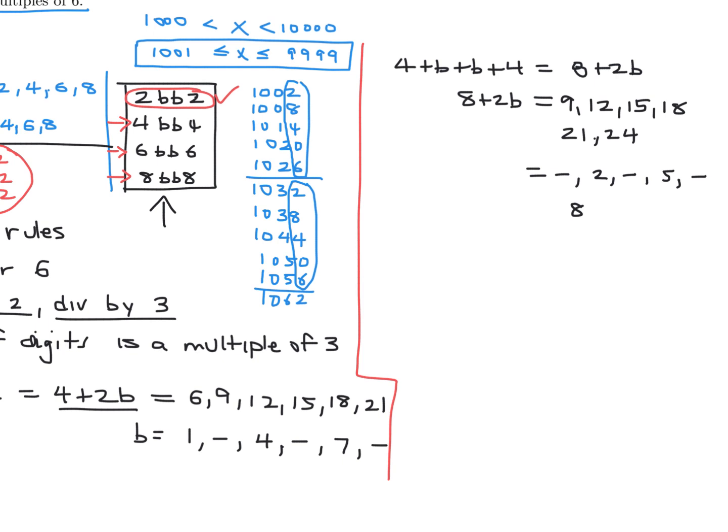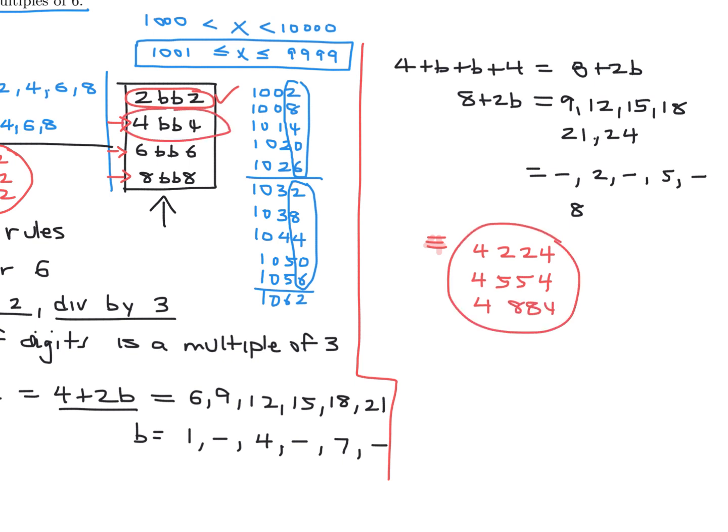So that means that this 4b4 is either 4224, 4554, or 4884. So there we go, this one's done. And then similarly for the 6s, I'll let you guys do that. You get 6006, 6336, 6666, 6996. That would cover that one.